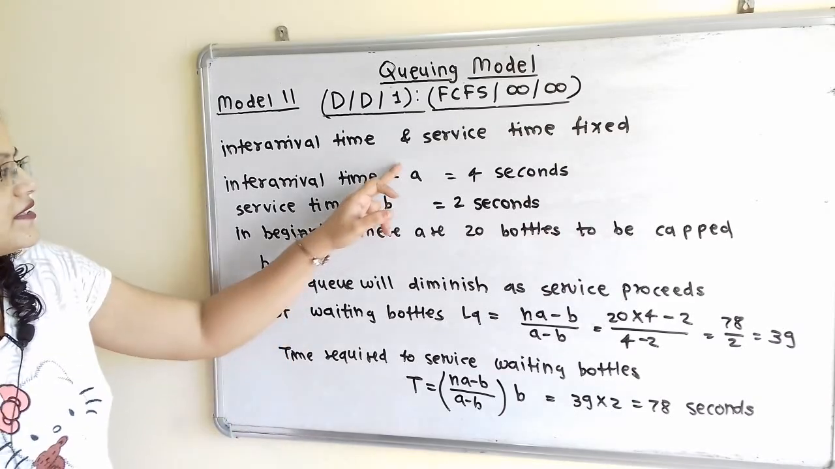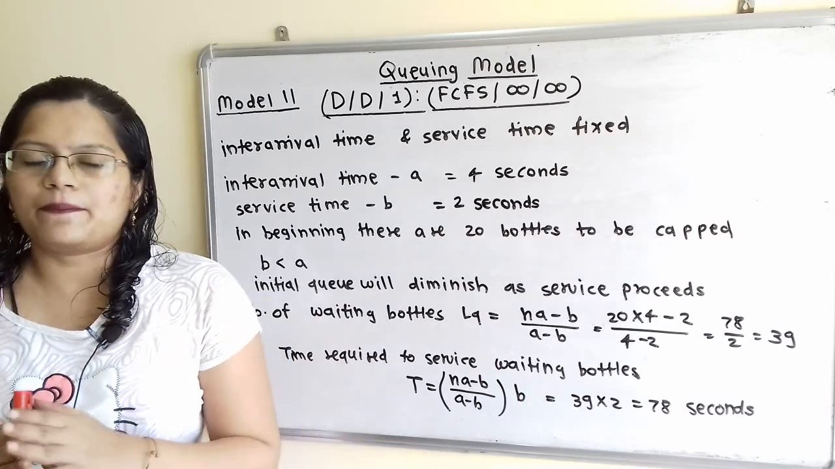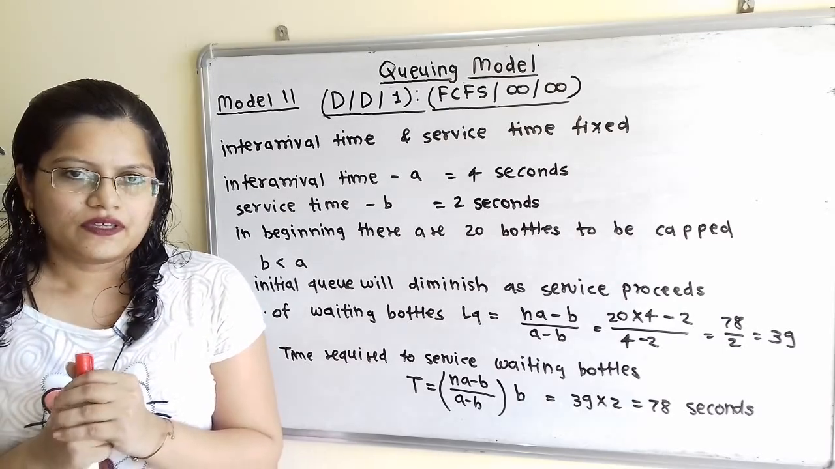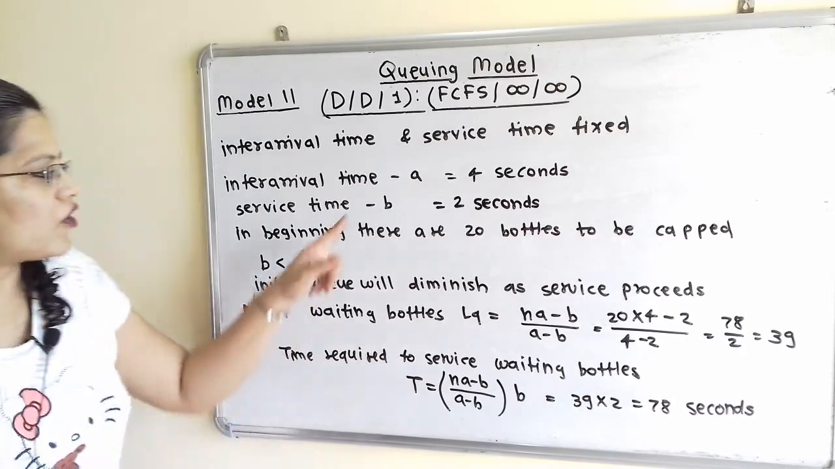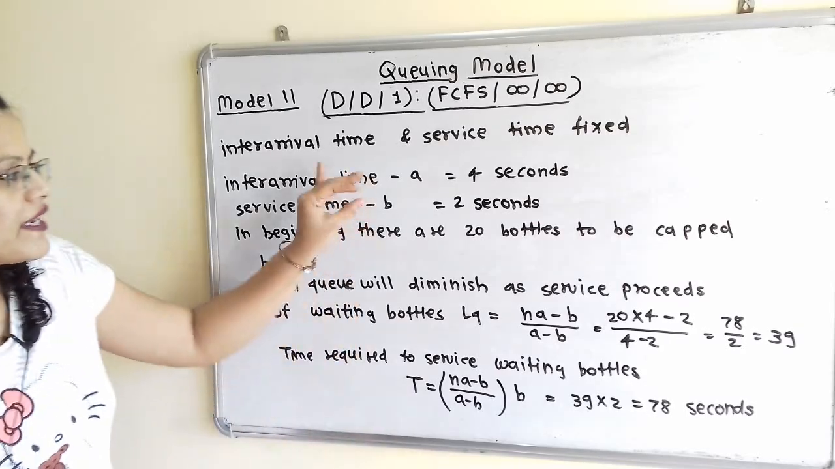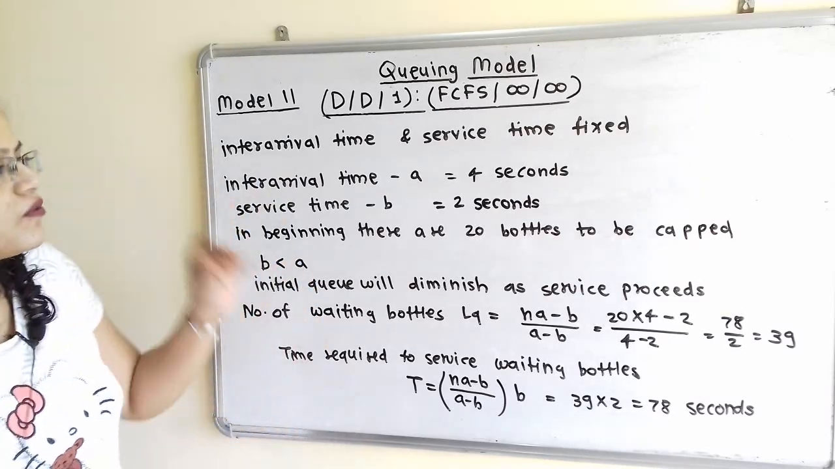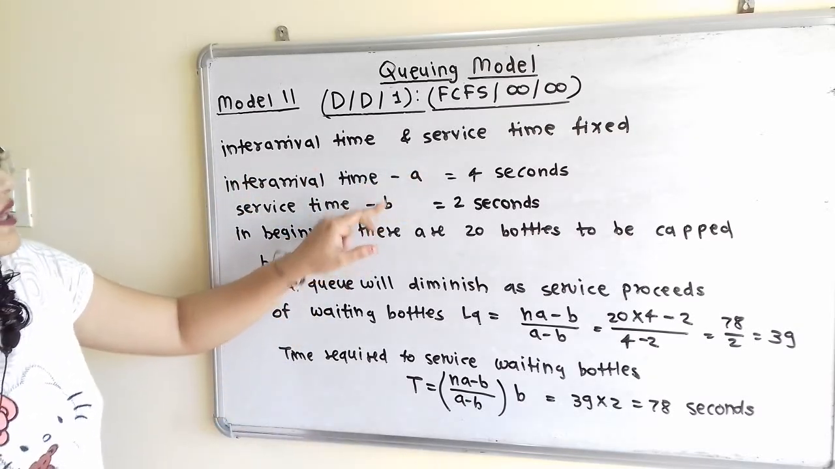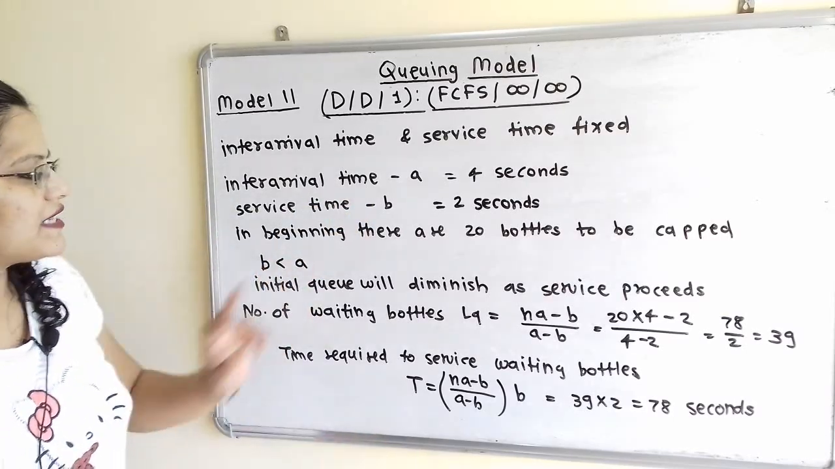Now if we compare A and B, then the service time is less than A. So what will happen is that after serving certain units, the queue will disappear. We have to find out the number of units after which the queue will disappear, because service time is less than inter-arrival time. Here we have not calculated arrival rate or service rate, but we have to consider service time and inter-arrival time, because we have to compare these times, because these times are fixed and deterministic, or we can say constant. So B is less than A.